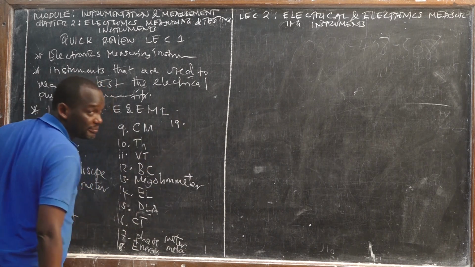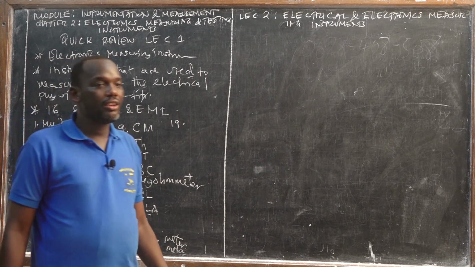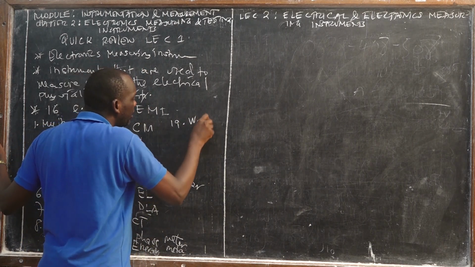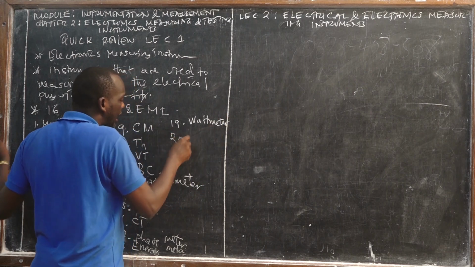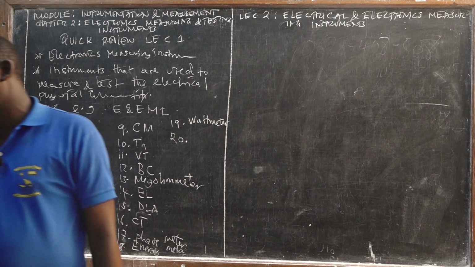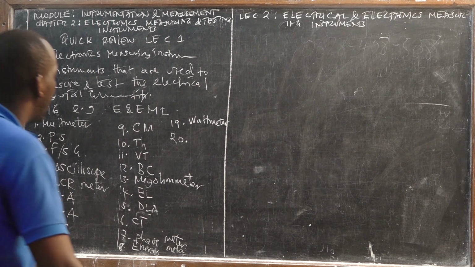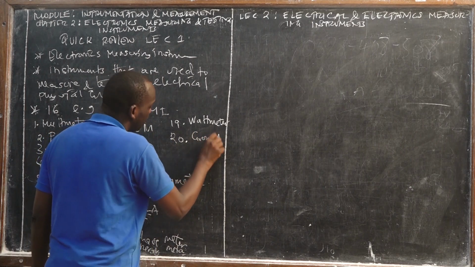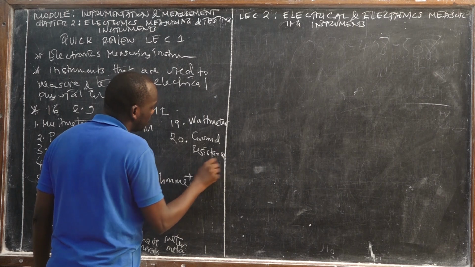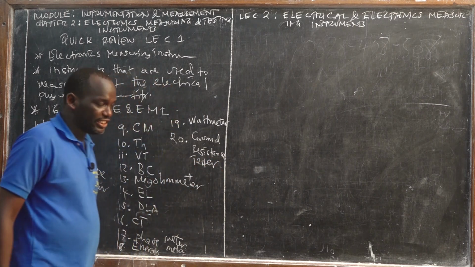Number 19 is the wattmeter. Number 20 is the ground resistance tester. So these are the 20 examples.